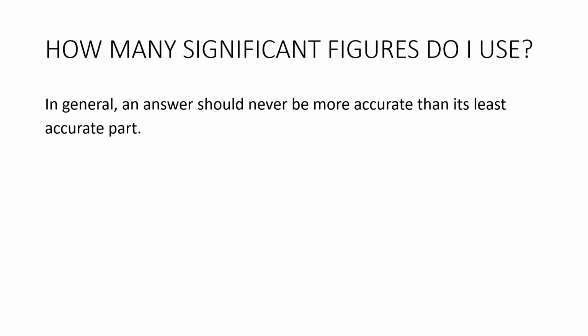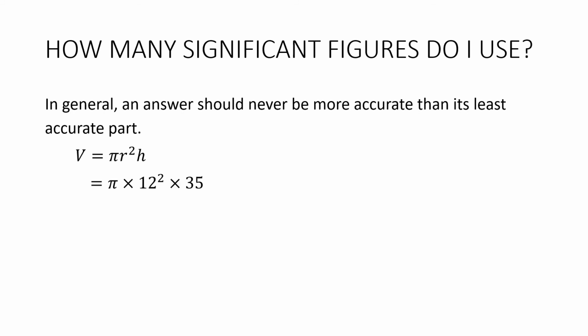So how many significant figures should we use? Well, in general, an answer should never be more accurate than its least accurate part. Now, what does that mean? Well, suppose we've got this formula, pi r squared h, and we're going to work out the volume. R is the radius, and h is the height.